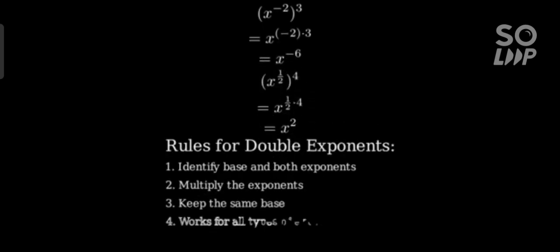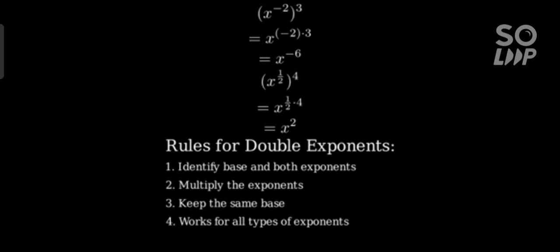Let's summarize what we've learned. When dealing with double exponents, first, identify your base and both exponents. Then, multiply the exponents together. The base remains the same and is raised to the product of the exponents. This rule works for all types of exponents: positive, negative, and fractional.